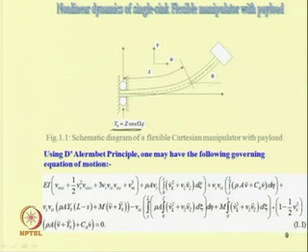For this base excited system, the equation of motion can be written as E I del fourth V by del S fourth plus half V S square into V I V plus 3 V S into V S S into V S S S plus V S S cubed, where V S is the derivative del V by del S, and V is the transverse deflection of the beam.